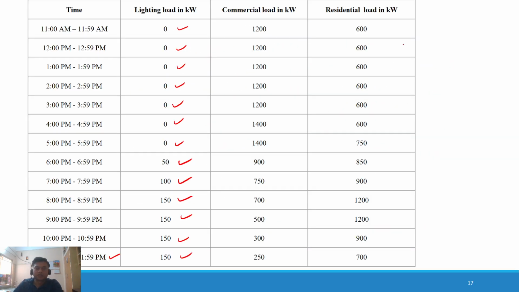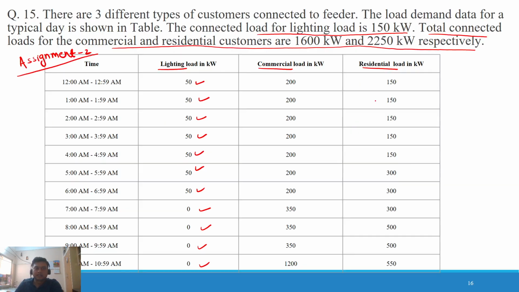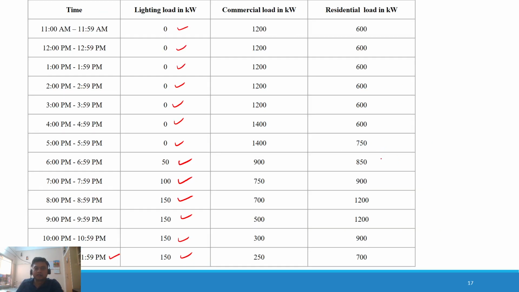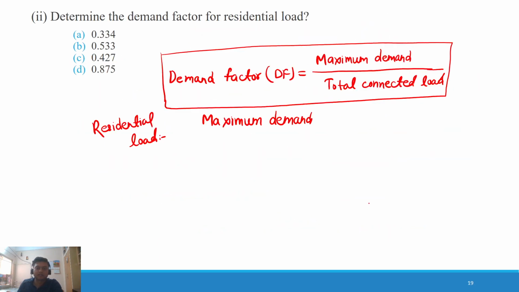So if you look at this last column, 600, 600, 150, 150, 300, 300, 500, 550, 600, 750, 850, 900, 1200. So this one is the maximum demand. 1200 is the maximum demand for residential load. So maximum demand is 1200 kilowatt and total connected load is given in the problem.